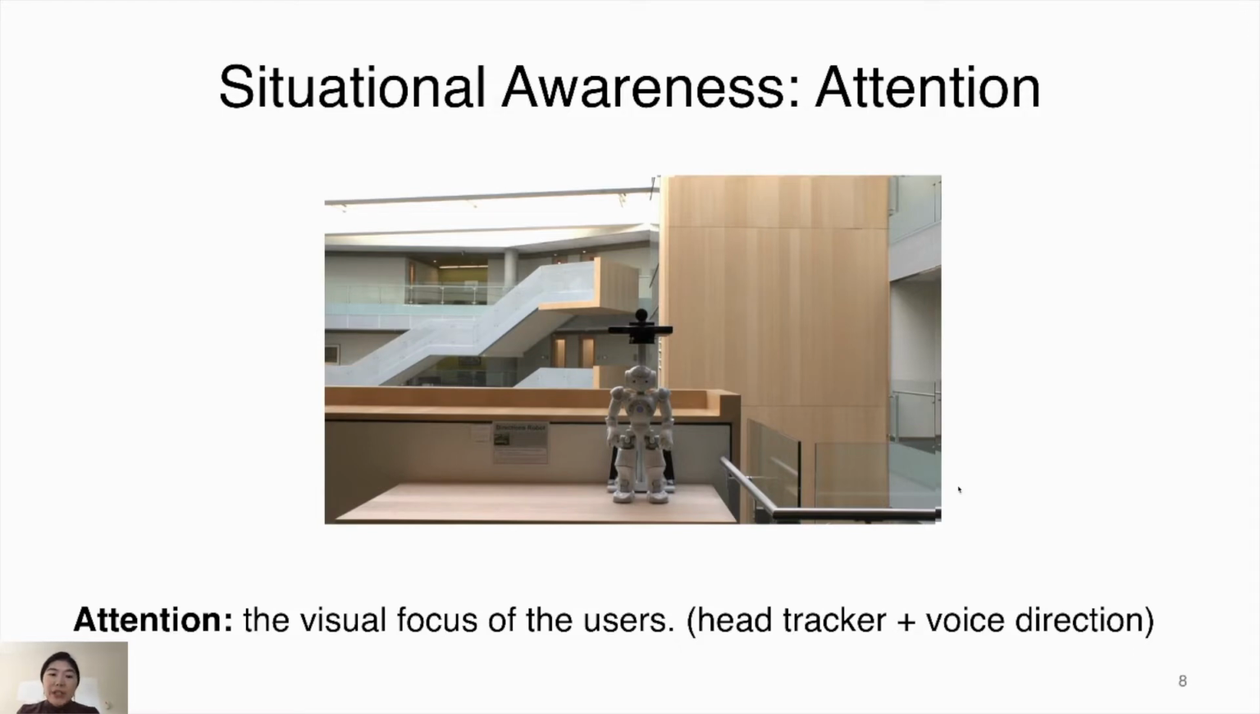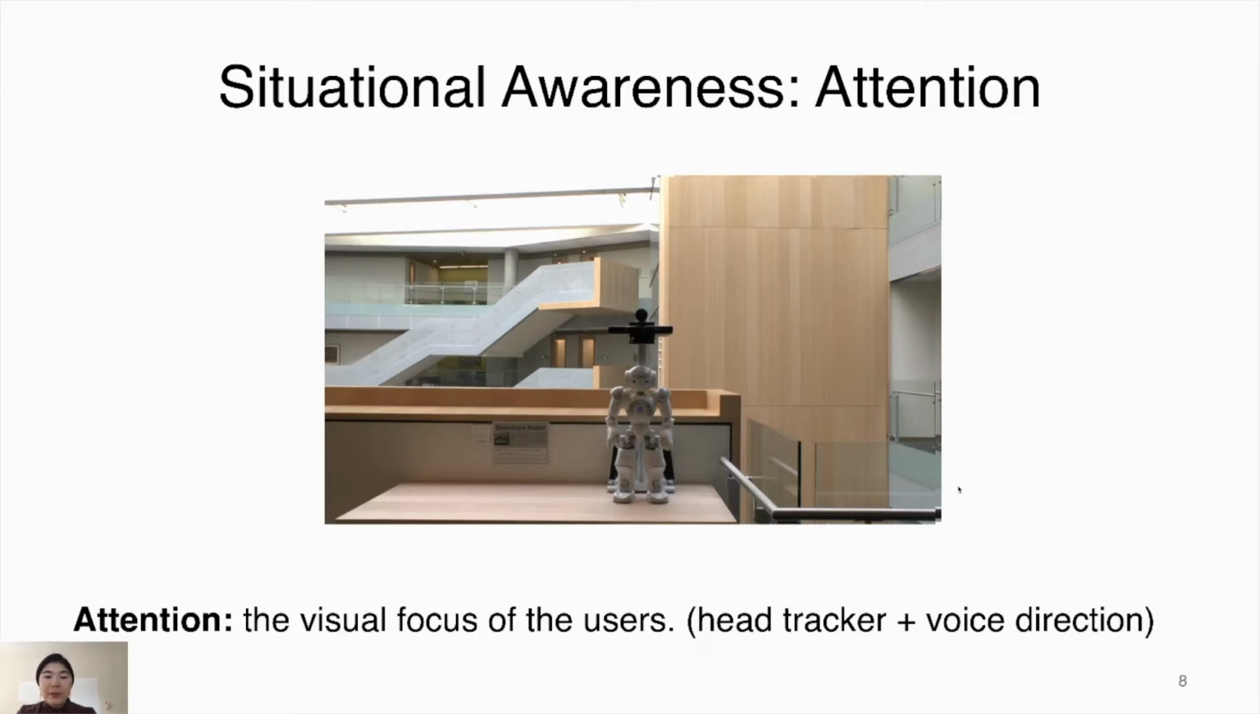We're going to use two types of information to help us get a robust attention detector. For example, we use a head tracker to track people's head movements so that we know which direction the head or face is facing in order to infer the user's attention. The other is voice direction. Since we have a microphone array on top of the robot, we can use the time lags of the voice reaching different microphones to calculate the voice direction of the user.